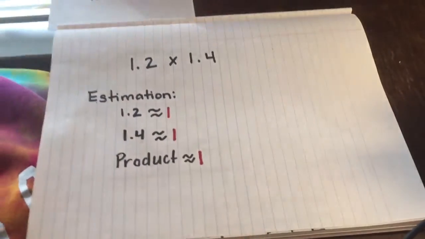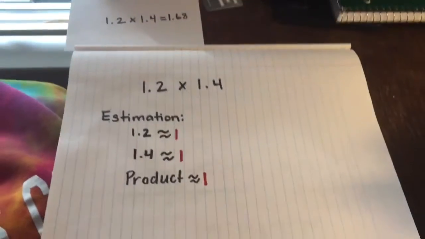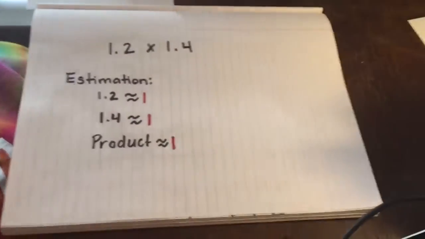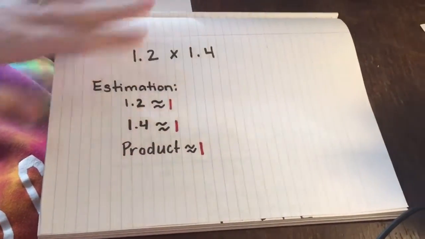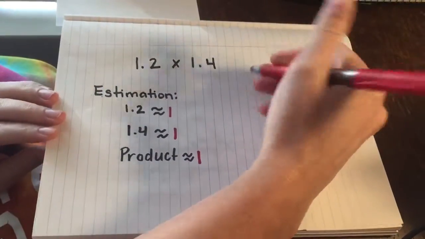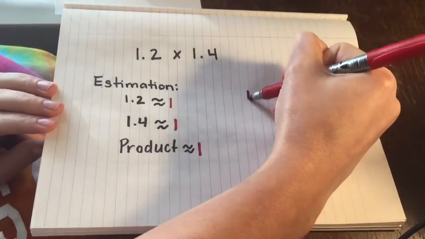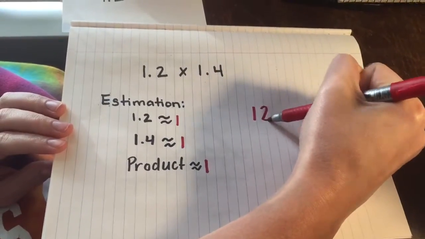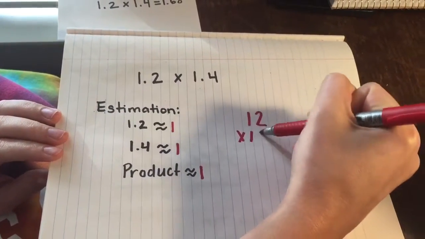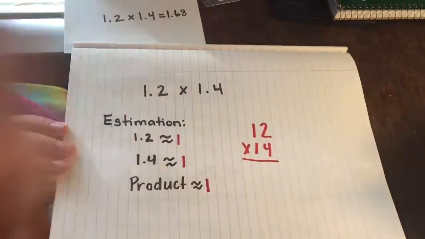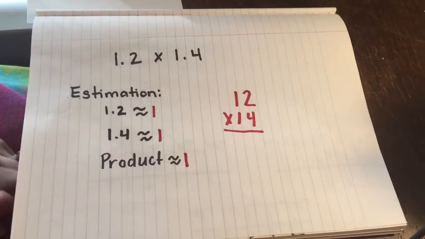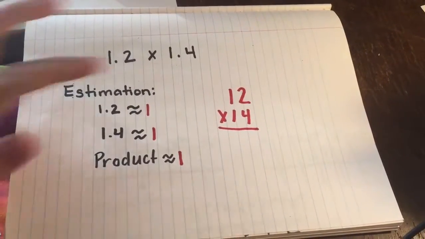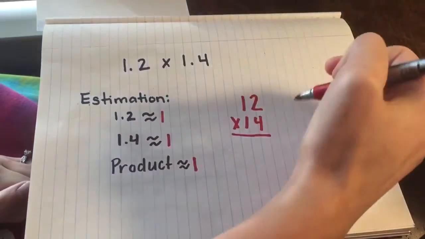So now I'm going to get into actually solving my problem. In order to solve, because I have this estimation, I can pretend like my decimals aren't a part of this problem. So when I rewrite my equation, I'm going to rewrite it as 12 times 14. In previous grades and earlier in 5th grade, students have used the standard algorithm to multiply 2-digit by 2-digit numbers, so this should be an easy problem for them to solve.